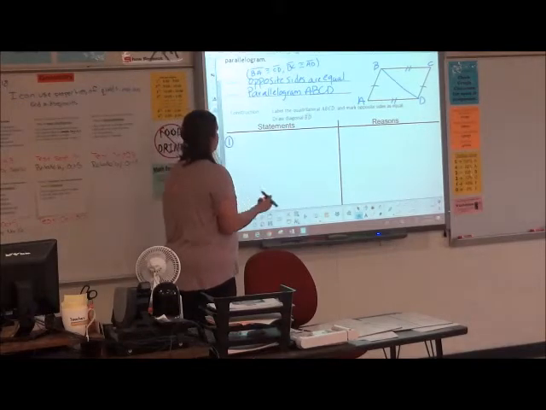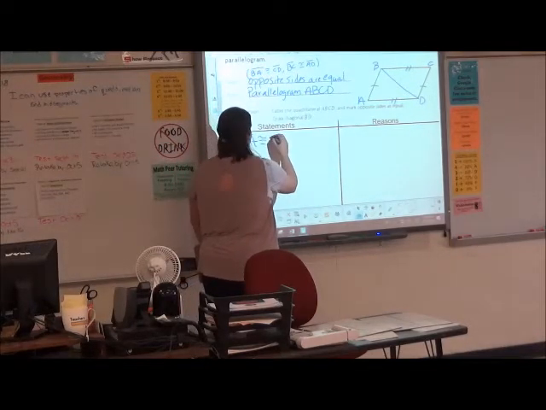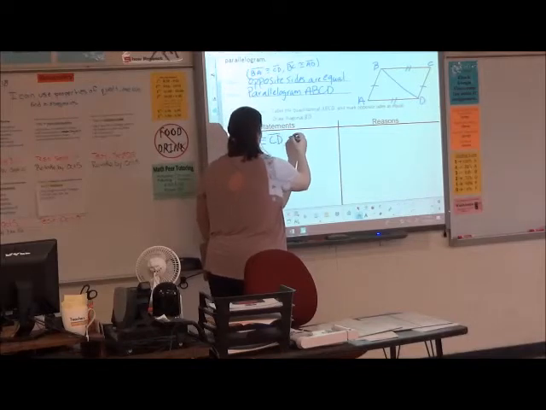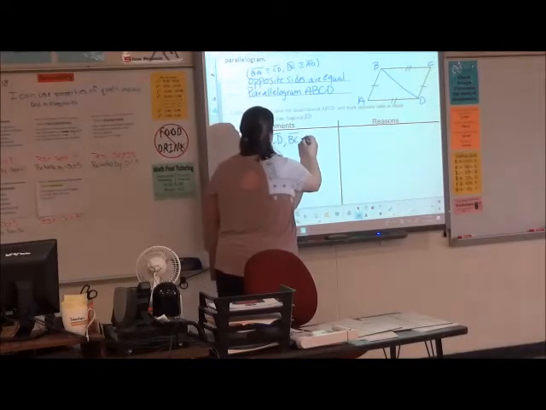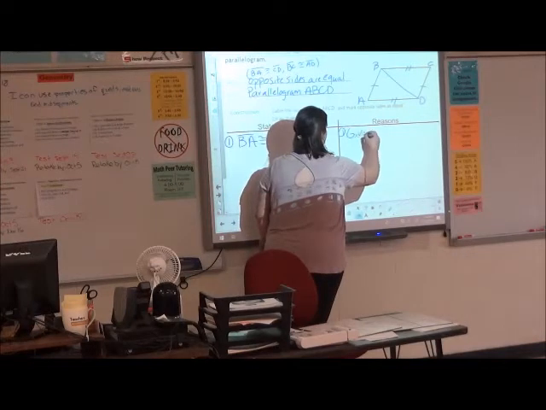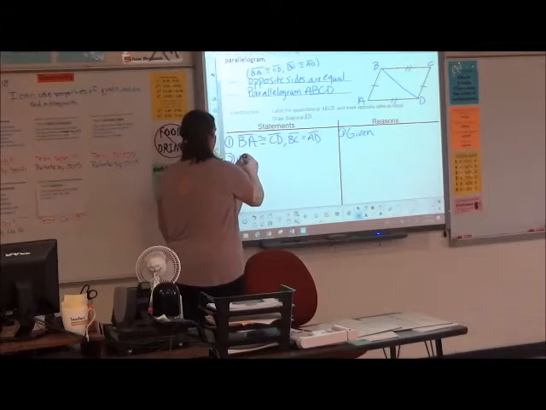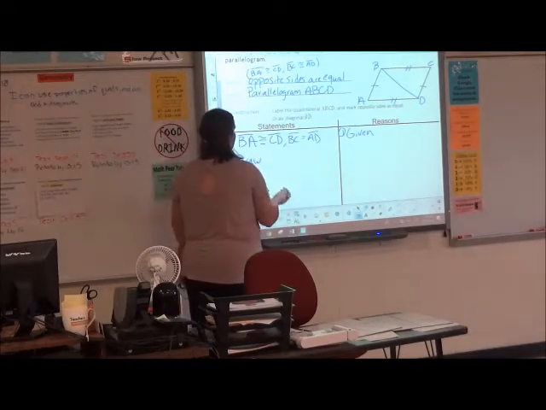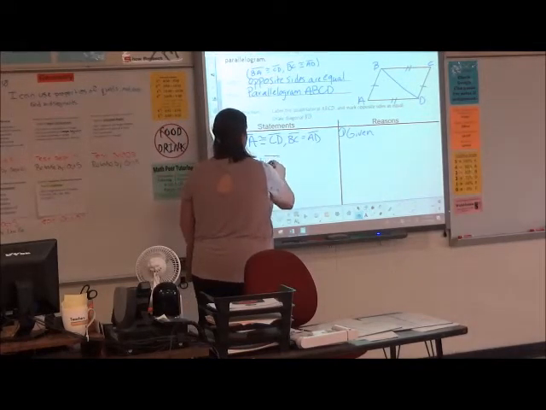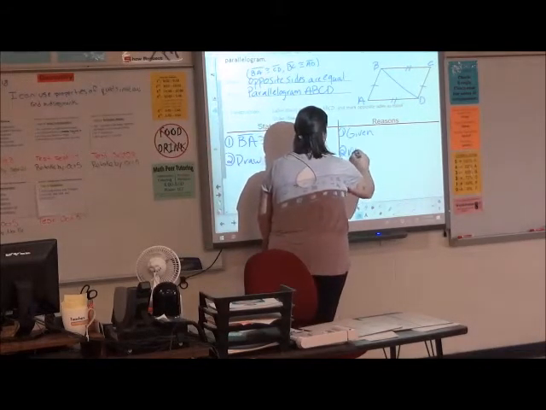So our first statement is the given. So segment BA is congruent to segment CD, and segment BC is congruent to AD. And that's okay. Okay, number 2 is to draw the auxiliary line. So draw segment BD.